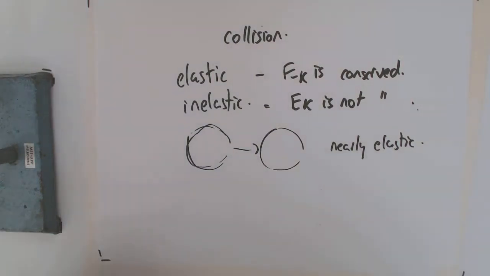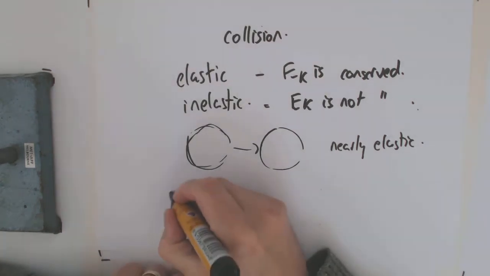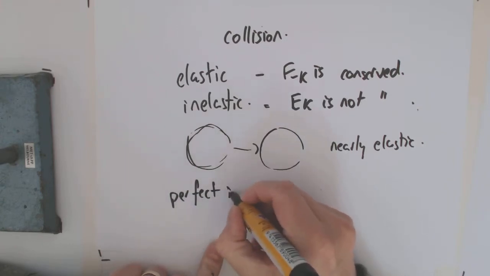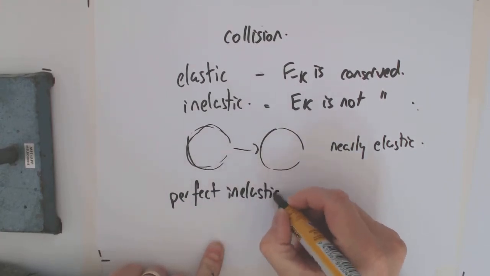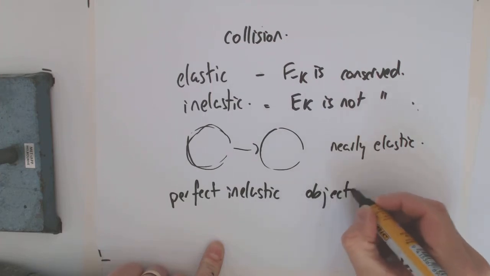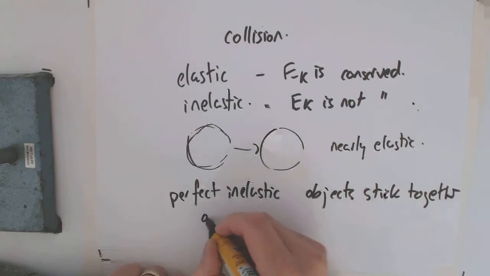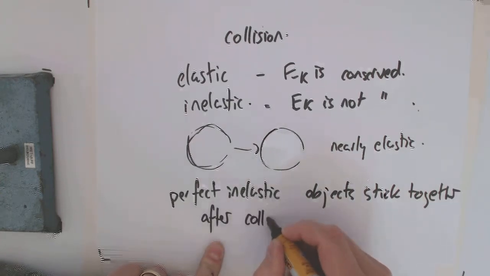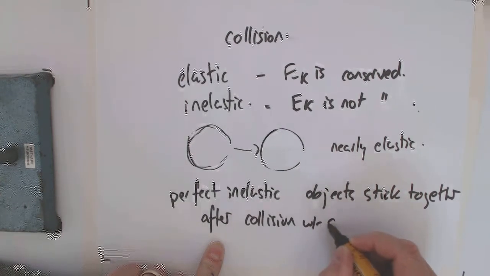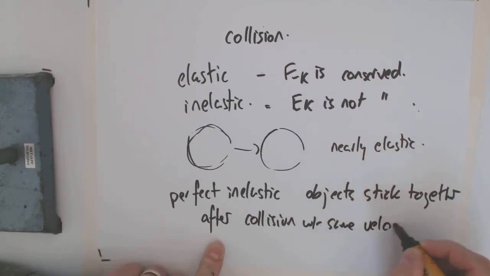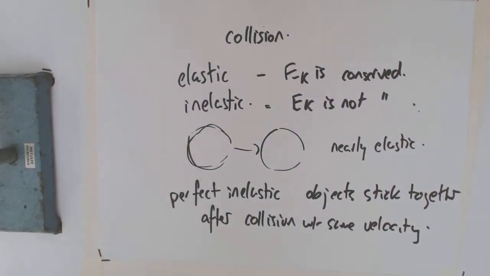A collision where the two objects stick together and then have the same velocity is the perfect inelastic. So objects stick together after collision with the same velocity. That's perfectly inelastic. So what we'll do, we'll leave this one here. We'll do an inelastic collision in the next video.